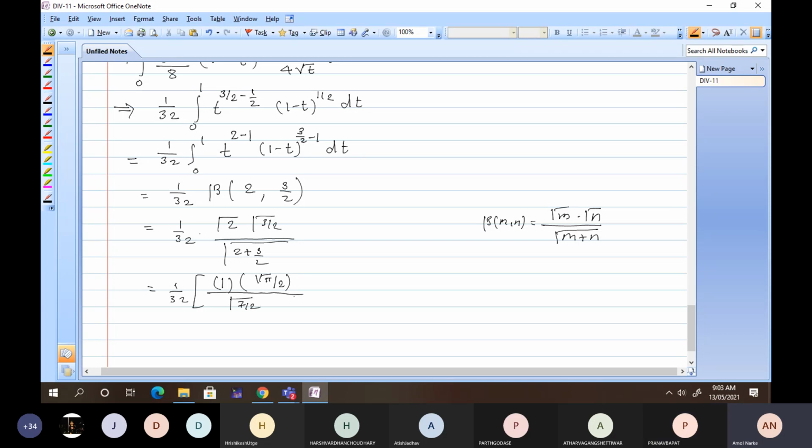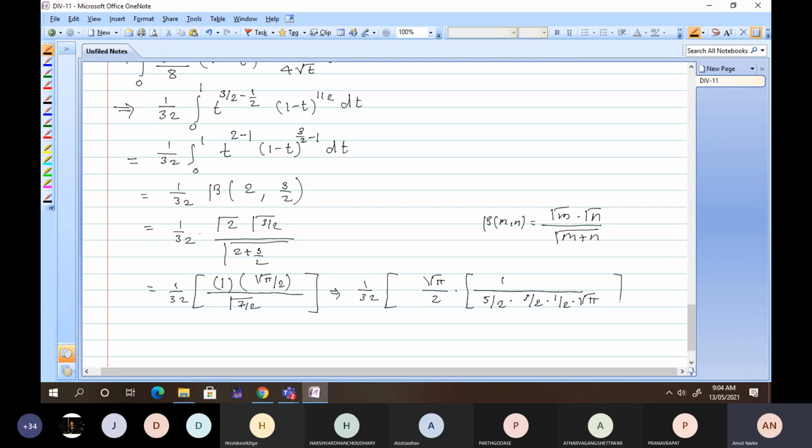Yes, sir. Gamma of 7 divided by 2. You know how to find gamma of 7 divided by 2? So the numerator is root pi divided by 2. I write it down as it is, into 1 divided by 7 by 2. Yes, tell me the value. 5 by 2 into 3 by 2, 3 by 2 into 1 by 2, 1 by 2 into root pi.